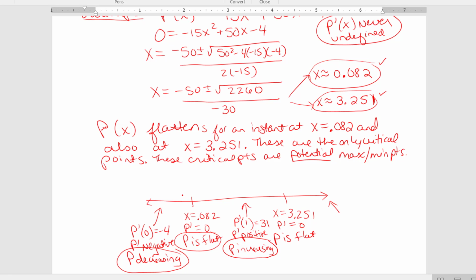So right now we know p was decreasing, then p flattens, so it looks something like so, flattens at x equals 0.082, decreasing on the left, and increasing on the right. So right now, because the derivative changed sign at that critical point, I can conclude that this is a local min. There is a local min at x equals 0.082. Then at x equals 3.251, p of x flattens again.